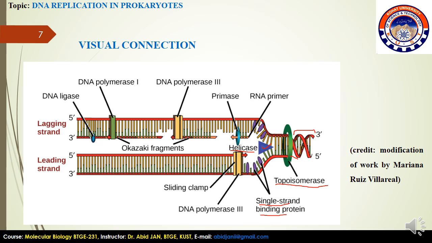Single-strand binding proteins, oval shape, purple color, bind to the single-stranded DNA to prevent the helix from reforming. Another enzyme, primase, this one, synthesizes an RNA primer, this orange color primer.